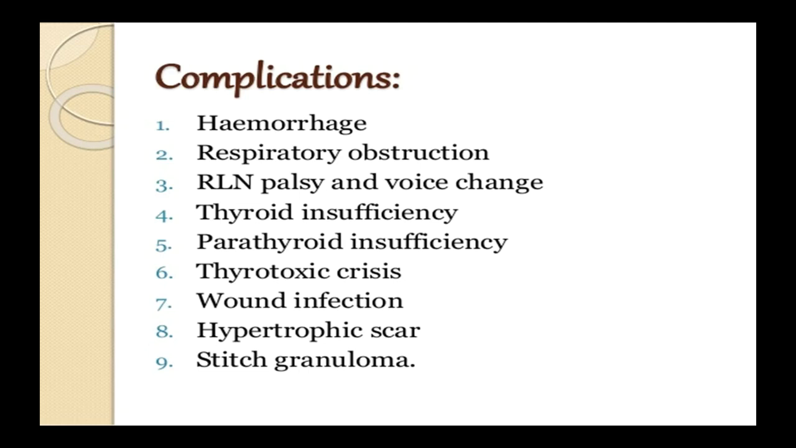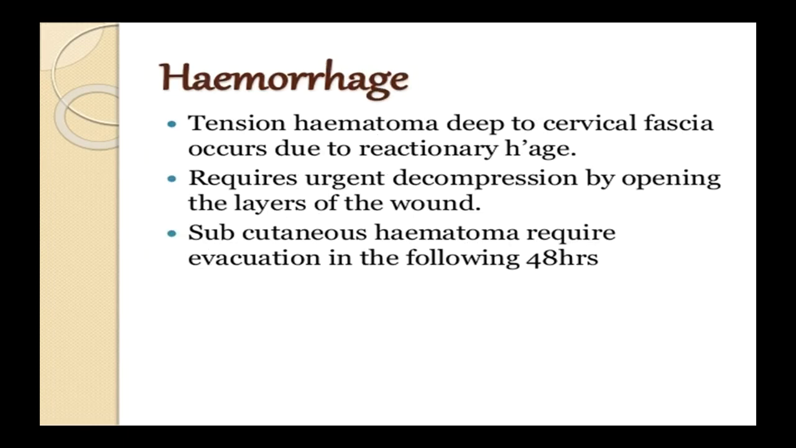Now coming to complications. The most important complication is hemorrhage. Primary hemorrhage is that which happens during the surgery, so that can be dealt with during the surgery. Reactionary hemorrhage happens within 24 hours. That is usually due to dislodgement of a clot. So, tension hematoma can develop deep to the cervical fascia due to reactionary hemorrhage, and that requires urgent decompression by opening the layers of the wound and taking the patient to the OT and finding out the source. It is usually from the superior thyroid artery most commonly, but the hemorrhage could be from any other vessel as well.